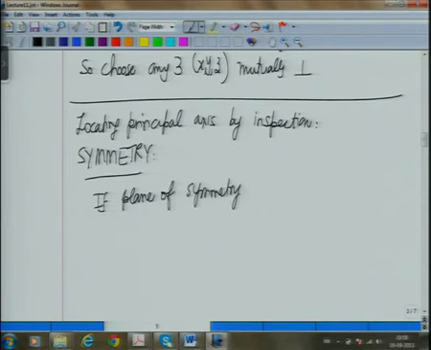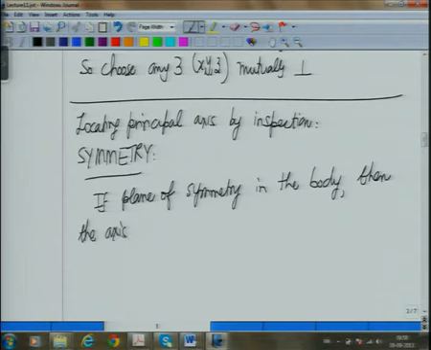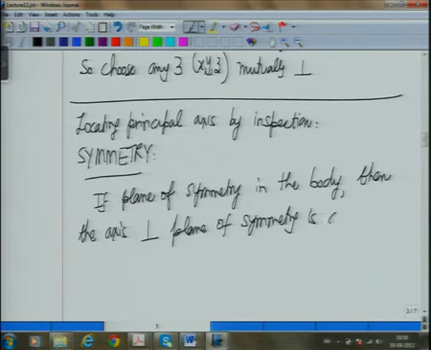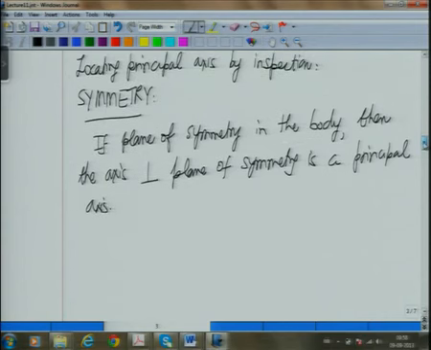Let me first write down the conjecture. If there is a plane of symmetry in the body, then the axis perpendicular to this plane of symmetry is a principal axis. If there is a plane of symmetry, the axis perpendicular to this plane is a principal axis, and let us show it by an example.